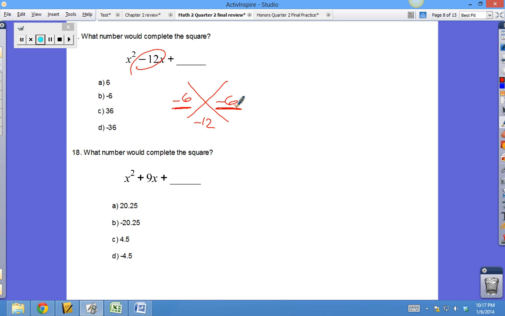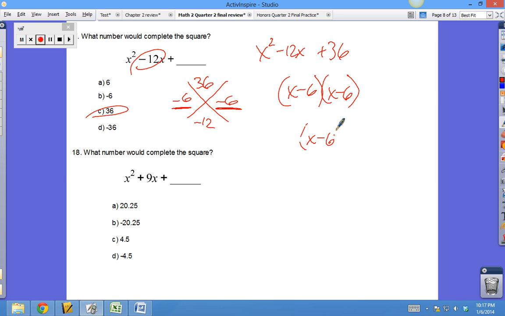But if you times those together, you're going to get 36. So the number you're after is 36. Because if you have x squared minus 12x plus 36, that's going to be x minus 6 times x minus 6. And that is a perfect square. You can change that to a perfect square.